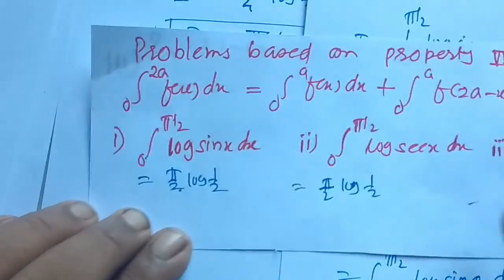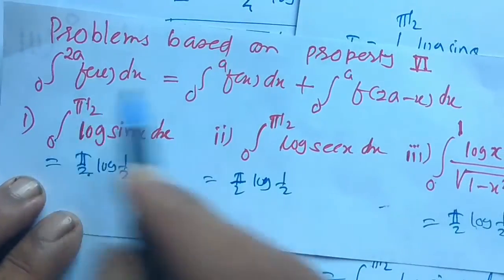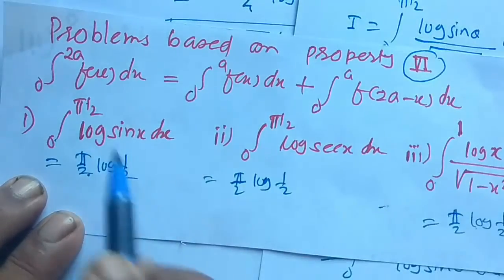So these are the examples based on the property number 6.